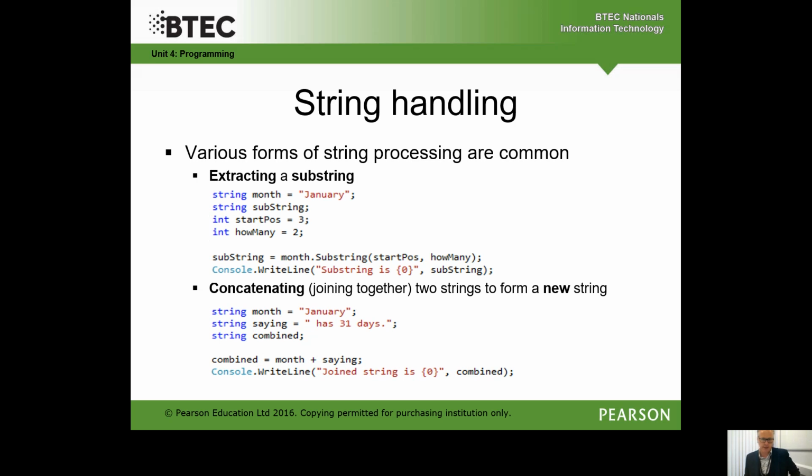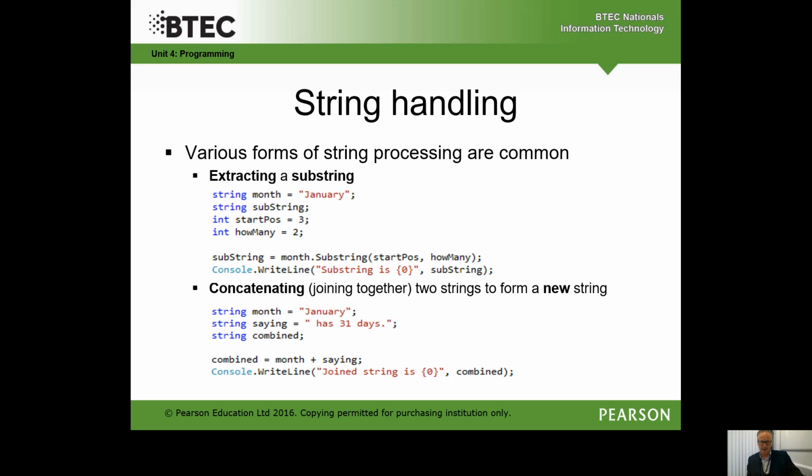Extracting a substring. In the example at the top of the screen, the output of that code would be ua. This is because we start extracting at position 3, which is the letter u. So int startPos equals 3 means we start at position 3. Just remember we've got 0, 1, 2 and 3, so the fourth letter, u, is position 3. Where it says int howMany, we want to extract 2 characters, including the first one. So it would extract u, and then the next character, a. Those are the 2 characters it would extract, u and a.